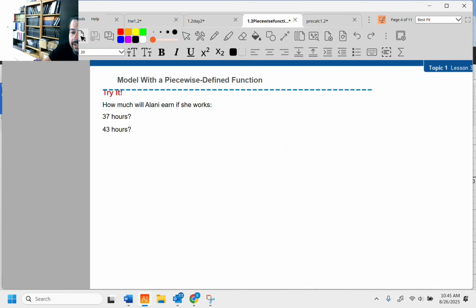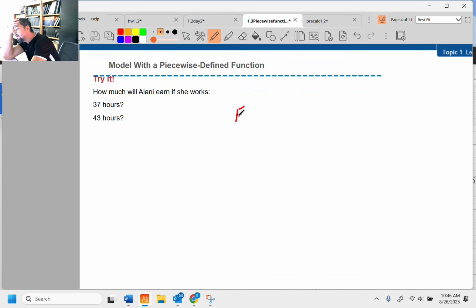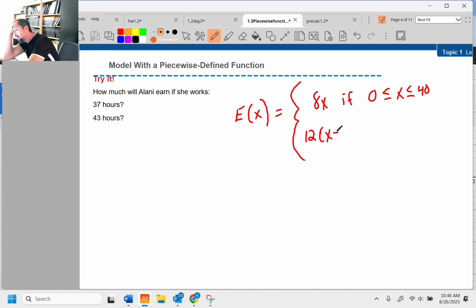All right, so we've already done that. We wrote the equation. Model the piecewise function. How much will Alani earn if she works? And let me copy down what I've done using correct notation here. We had earnings as a function of x, and it's a piecewise function, so no surprise, we use a big old master curly bracket. We have 8x if the time is between 0 and 40 hours worked. And then we have 12 times (x minus 40) if we have worked more than 40 hours. That's what the piecewise function looks like.